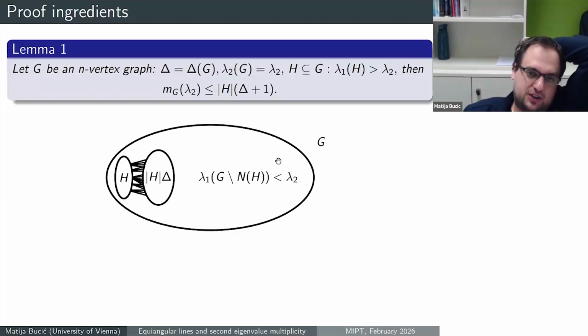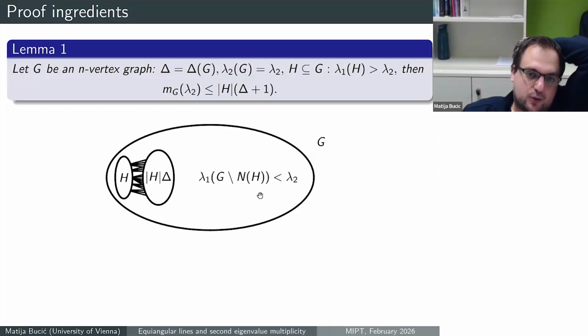Once you have this, Cauchy interlace completes the proof of the lemma, because again, you just delete all of these vertices, you decrease the multiplicity by at most that, but it is now equal to 0 because there is no more eigenvalue equal to lambda 2. So it was not more than that to start with.